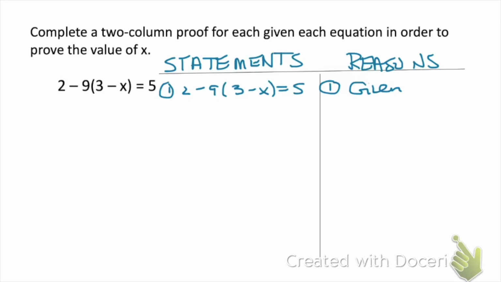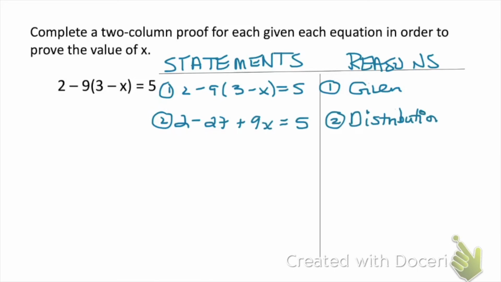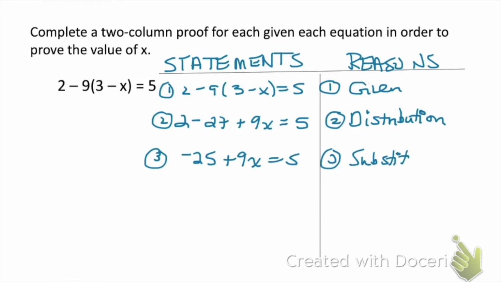Since we have those parentheses there, we need to get rid of those. So we're going to take negative 9 times 3 and get negative 27, and negative 9 times a negative x giving us a positive 9x. Remember, doing that multiplication there is the distributive property. Since we're still only working on that left-hand side, this is going to be distribution. From here, we might note that on the left-hand side, we have that 2 and a negative 27, or just think of that as 2 minus 27. If we combine those like terms, we're going to get negative 25. But since this is combining like terms, and it's only on one side of the equation, this is going to be substitution.